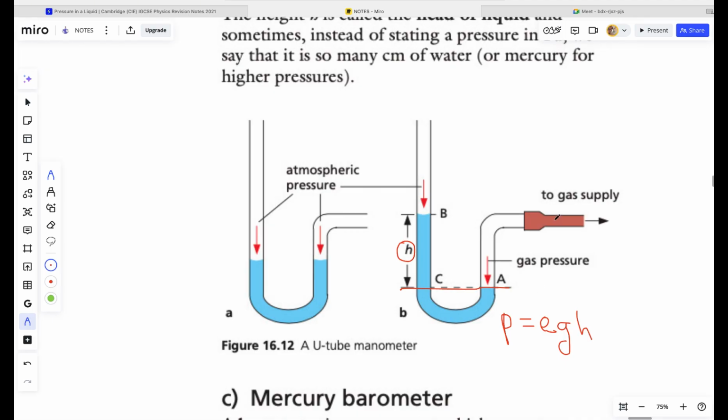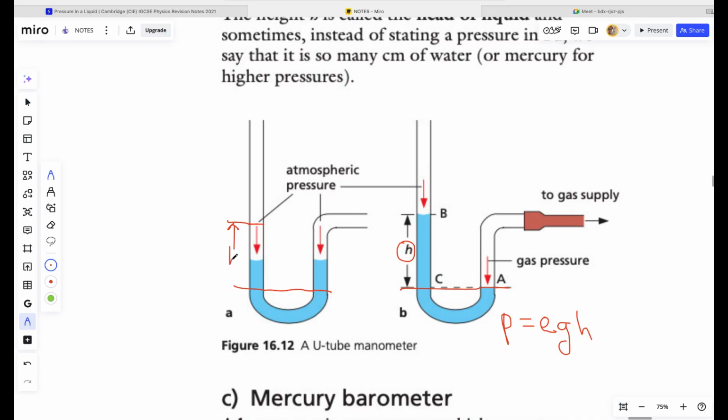This gas, we push this liquid down. When this one is pushed down, look at it, originally it was here. When this one is pushed down, it will flow this way up, right? So when this one is pushed down to this level, this one will push up almost to this level, creating a height difference here.